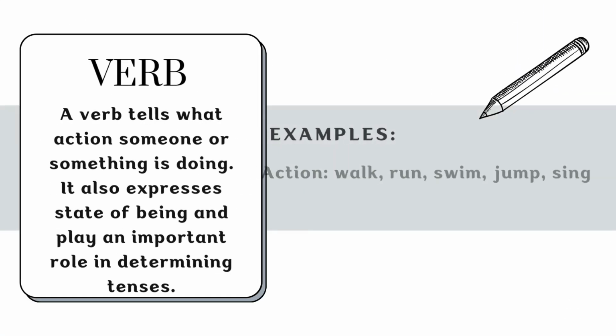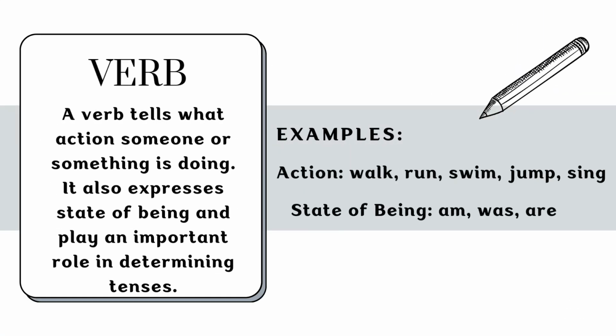Verb. A verb tells us what action someone or something is doing. It also expresses state of being and plays an important role in determining tenses. Verbs indicate what the subject of the sentence is doing.